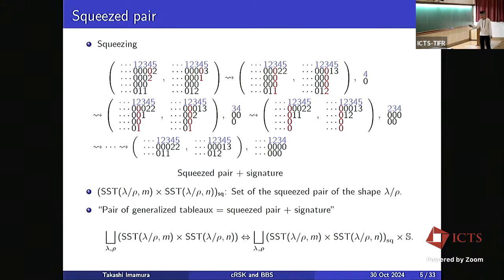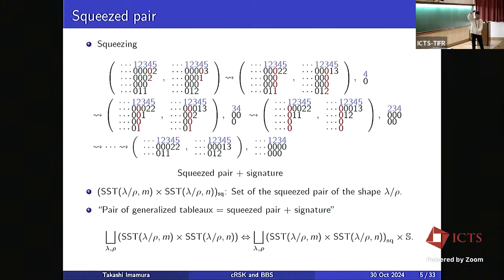In my talk, we mainly consider a special pair of generalized tableaux of the same shape, called the squeezed pair. But this was already introduced by Tomohiro, so I just briefly introduce this tableau. The squeezed pair is obtained by squeezing. In the VST case, the squeezing is done in the horizontal direction like this. But in our case, the squeezing is done in the vertical direction.